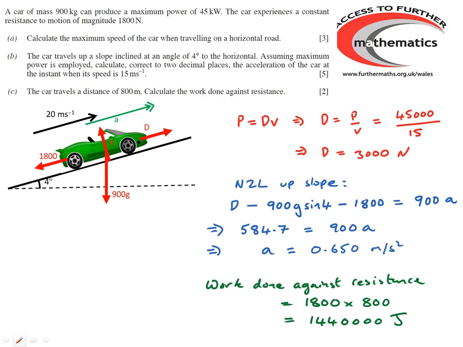Now we're asked to work out the work done as the car travels a distance of 800 meters up the slope, and we're simply asked to calculate the work done against the resistance. The work done against the resistance is simply going to be the work done against the 1800 newtons, so that's simply 1800 times 800, which is 1,440,000 joules.